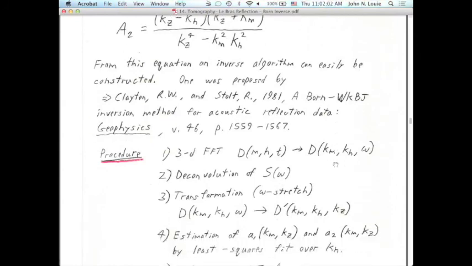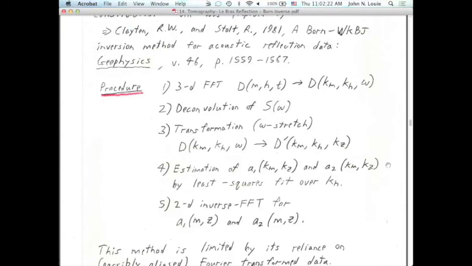So with that equation, you can get an inverse algorithm. And Clayton and Stolt did a Stolt migration style Born WKBJ inversion for acoustic reflection data. That's in Geophysics way back in 1981.